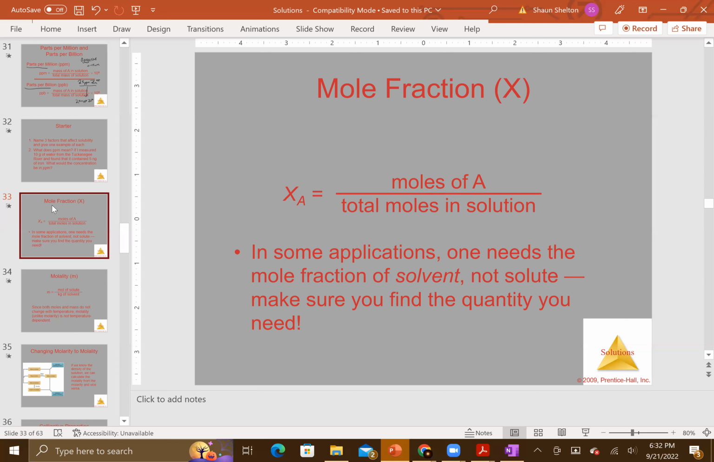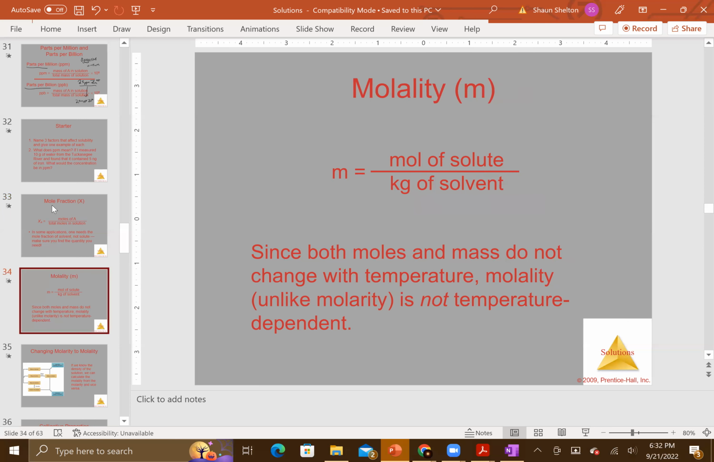All right, so it's mole fraction. And we did mole fraction in the gas chapter, so this is nothing new. But we'll talk more about how we're going to use mole fraction when we get into colligative properties. So let's do molality now. So go ahead and jot down molality, please.